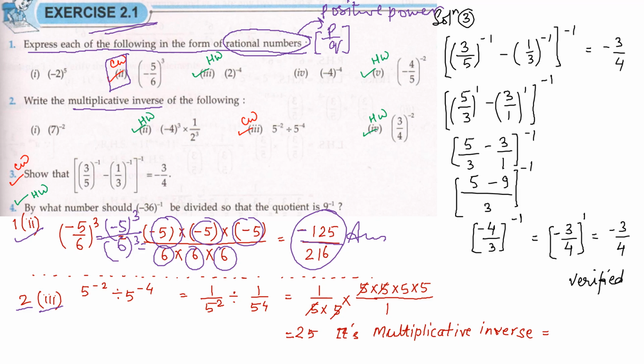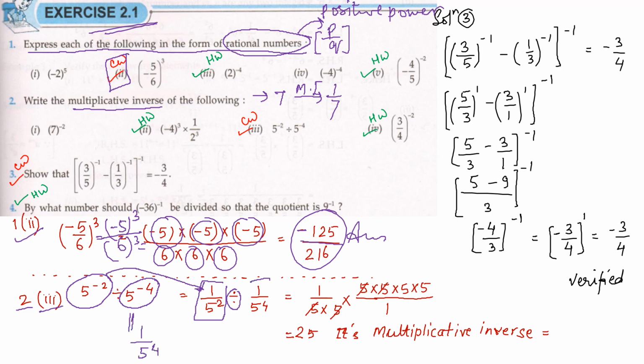Multiplicative inverse we have already studied. For 7, its multiplicative inverse is 1 by 7. So let us see. The question given is 5 to the power minus 2 divided by 5 to the power minus 4. So first thing what we will do is we will change the powers to positive. So 5 to the power minus 2 will be written as 1 by 5 to the power 2, divided by 5 to the power minus 4, which will be written as 1 by 5 to the power 4. That's what it is written here.